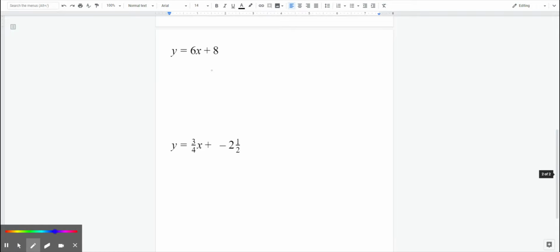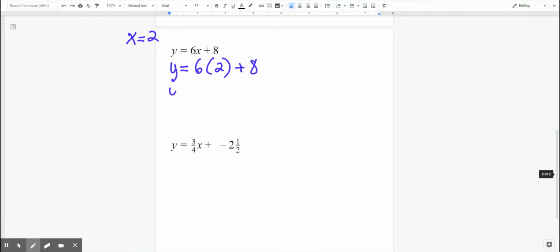All right, so now we're on the next question. We are solving these equations when X is equal to 2, so that means we're going to substitute. So right now we have Y is equal to 6 times X. However, we know what X is. X is equal to 2. So now it's Y equals 6 times 2 plus 8.